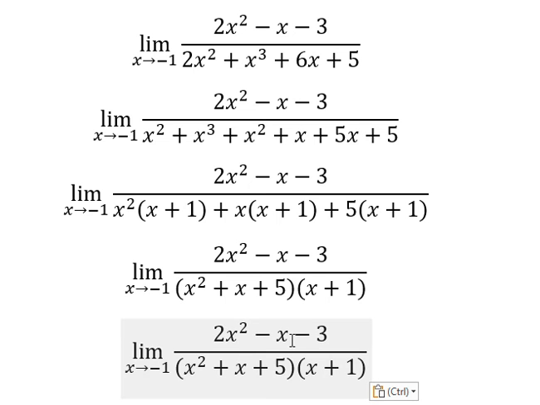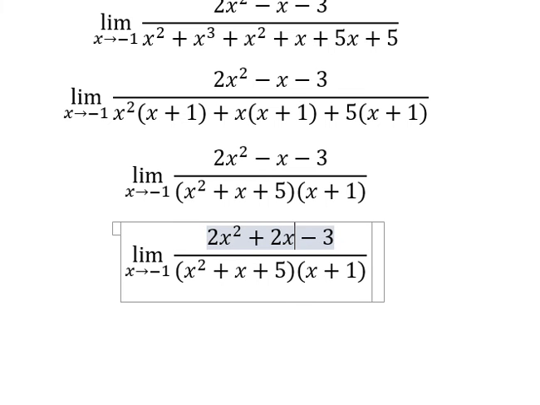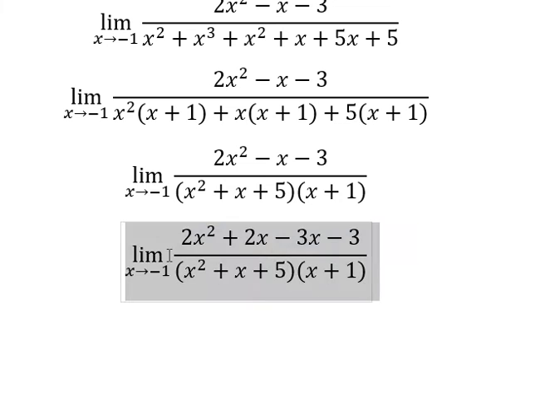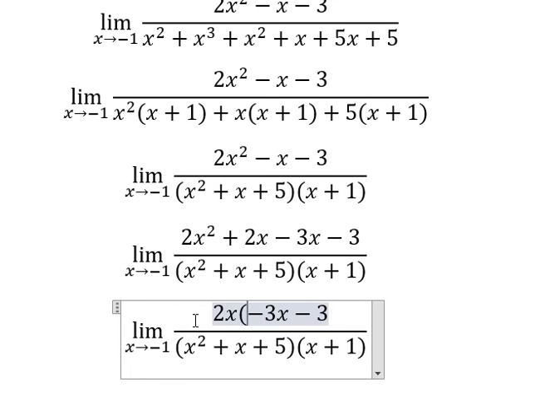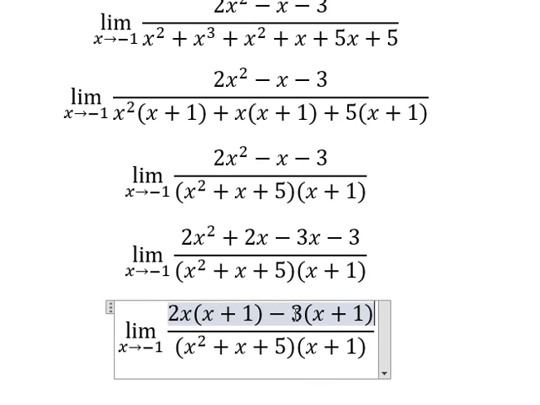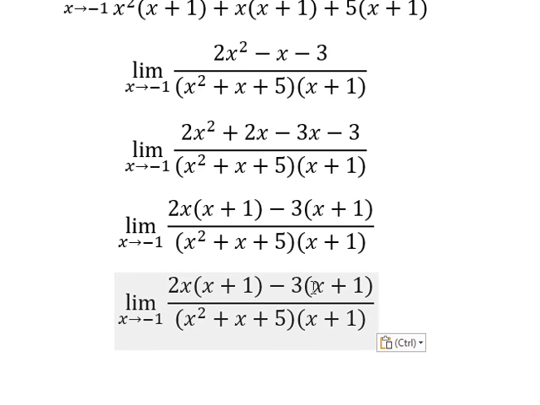Next, about this one, I can put into 2x minus 3x. So we can do factorization by 2x, this one by negative number 3. And now we can do another factorization by x plus 1.